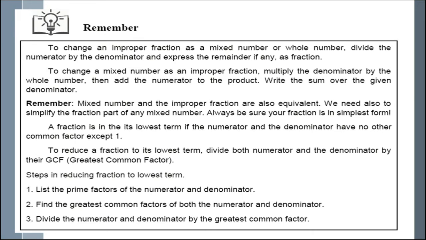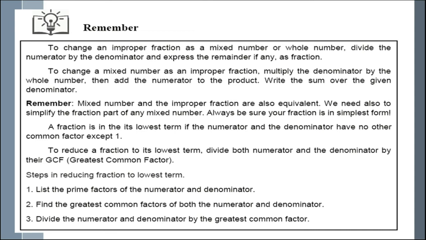So remember, change an improper fraction as a mixed number or whole number. Divide the numerator by the denominator and express the remainder, if any, as a fraction. To change a mixed number as an improper fraction, multiply the denominator by the whole number. Then add the numerator to the product. Write the sum over the given denominator. Remember, mixed number and improper fraction are also equivalent. We need also to simplify the fraction part of any mixed number. Always be sure your fraction is in simplest form.